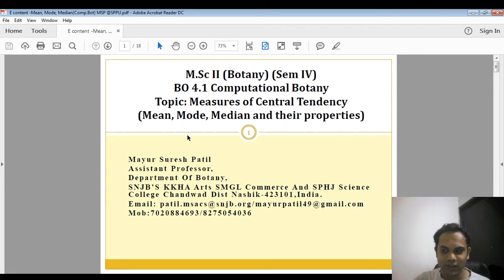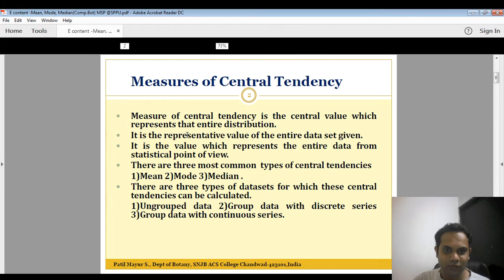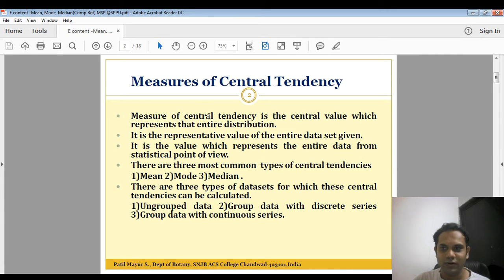Measures of central tendency are basically of three different types that we're going to learn today. What does measure of central tendency actually mean? The measure of central tendency is a central value. It is a central value which represents the entire distribution. So, the whole distribution is represented by a central value or a representative value. That value is called a measure of central tendency.